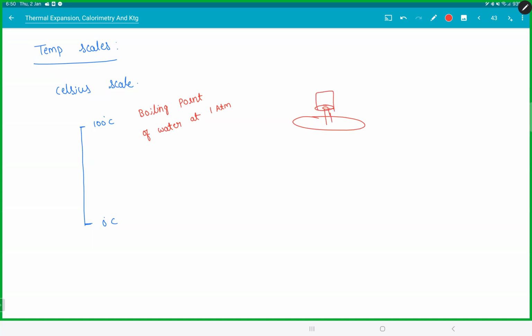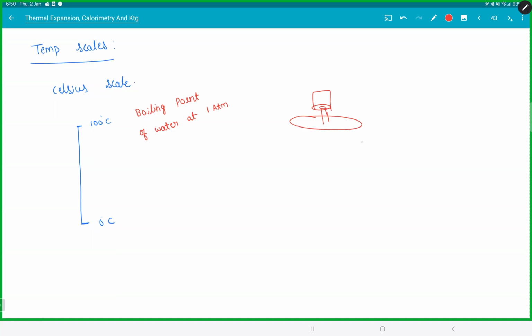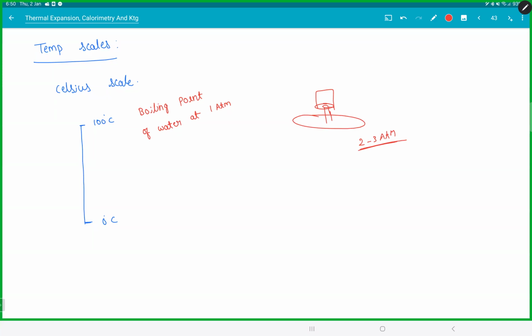By putting that whistle weight on the top, in order to push it out, the pressure inside increases to become 2 to 3 atm. The pressure is almost 3 times atmospheric pressure. The water boils at 150 degrees. The rice cooks faster.